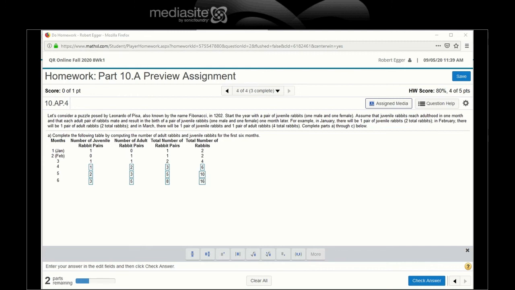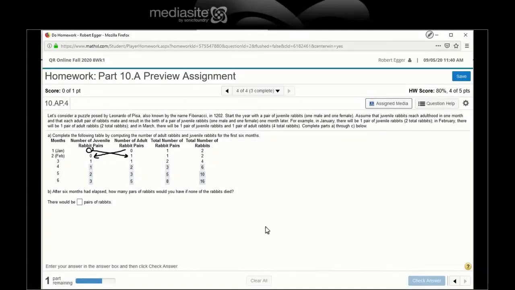So remember how this works. This month's juveniles are added to the current pair of adults. It takes a month for juveniles to become an adult. And whatever adults you have is basically going to tell you how many juveniles you have the next month. And it just keeps on building from there. Check my answers.